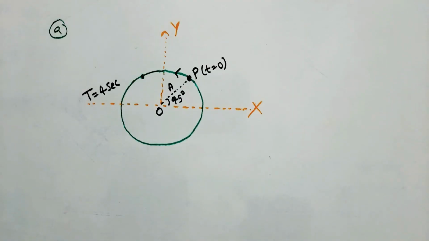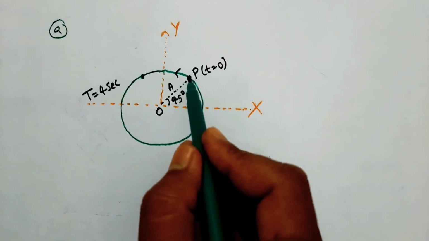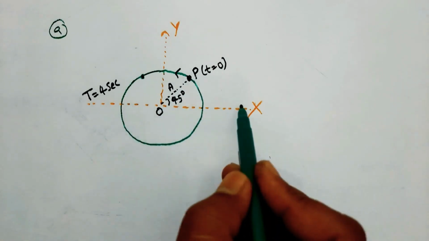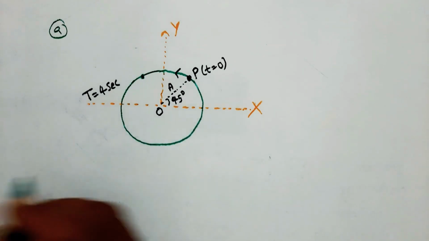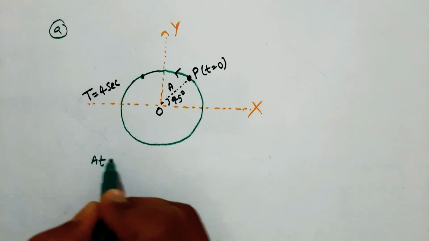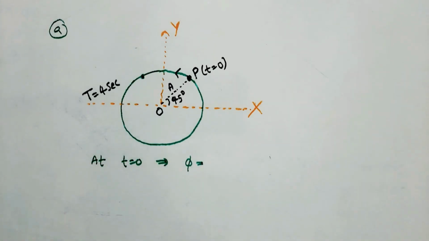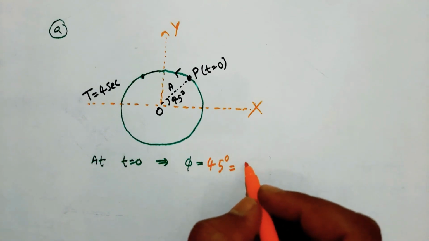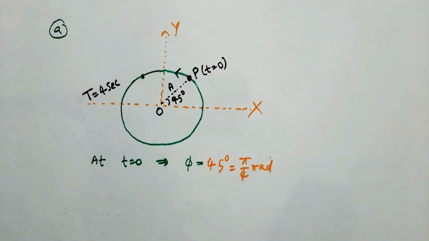Let us see the first figure. Here at time t is equal to 0, the particle is here. So the position vector OP bar makes an angle with the x-axis of 45 degrees. That is known as the initial phase or phase constant. So here the initial phase phi is equal to how much? Or the phase constant is equal to how much? That is 45 degrees, which in radians is pi by 4 radians.